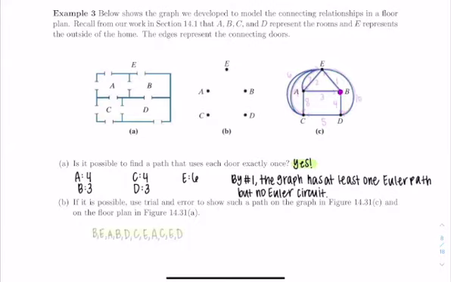So starting at B, I'm going to move outside to E. From E, I'm going to go back inside to room A. From room A, I'm going to B. From B, I'm going to go to D. From D, I'm going to go to C. From C, I'm going to go to E.